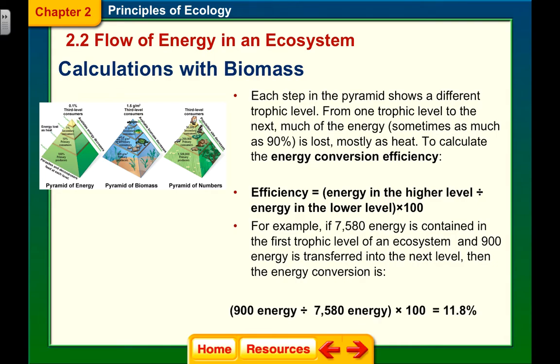Here's the answer. 900 divided by 7,580 times 100 is 11.8%. So check your work, make sure you understand how to do that. It's not too terribly complex.